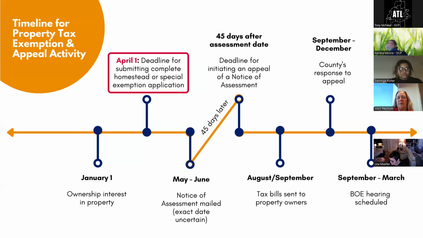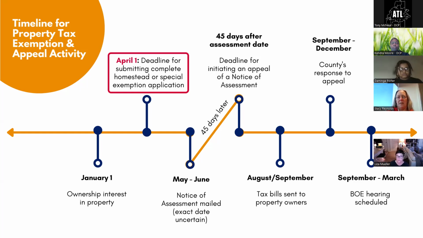This is the property tax timeline. So these are sort of the key dates in what we're talking about. January 1st is going to be the key date for being eligible for a homestead exemption. So if you're going to get a senior exemption, you have to be that age by January 1st. Whatever your ownership interest in the property, that has to have started as of January 1st.